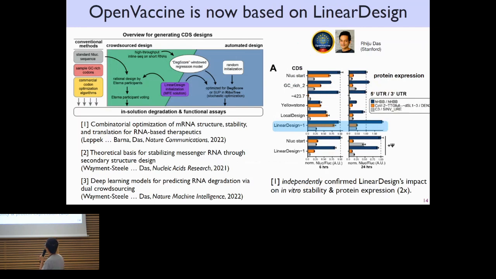And I'll briefly mention that Riju later on was convinced that we are right, and he began to adopt our approach, and he has already published 3 papers in Nature Communications and others using our design. And he independently confirmed that LinearDesign can improve stability and protein expression, similar to our results.